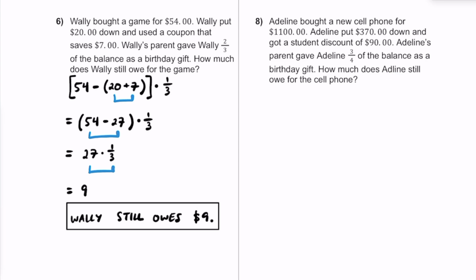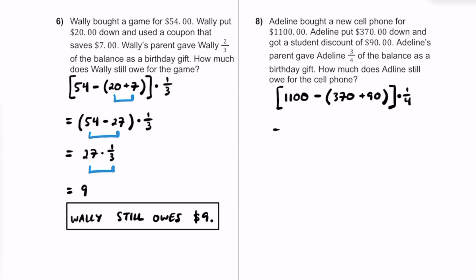All right, so let's go ahead and set this up. We have 1,100 here. 1,100 is the total cost of the phone, minus what's taken care of. Well, the 370 as well as the 90 are both taken care of. Let's add those two together. Then this entire thing would be what's left on the cost of the cell phone. So what does Adeline still owe on this phone? Well, if her parents are covering 3/4 of the balance, that means she still has to cover 1/4 of the balance here. So you can put 1/4 right next to it, or you may be used to seeing a multiplication next to it, and that's fine too.